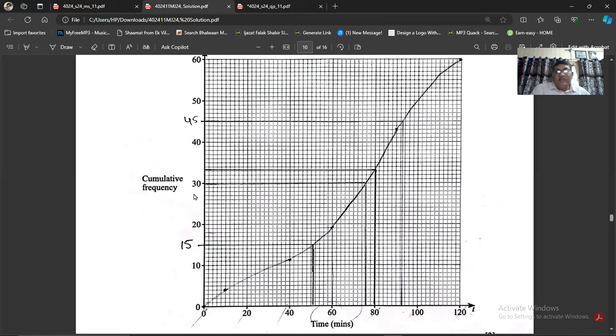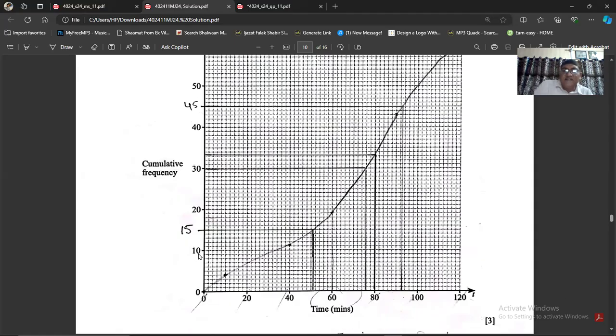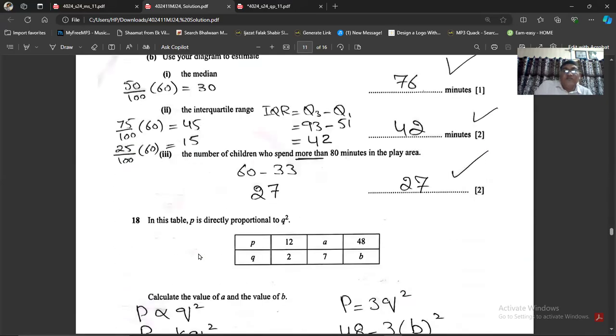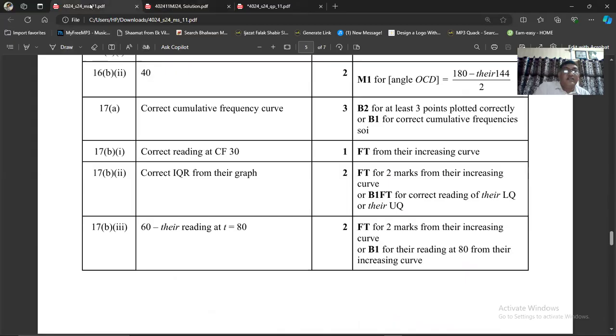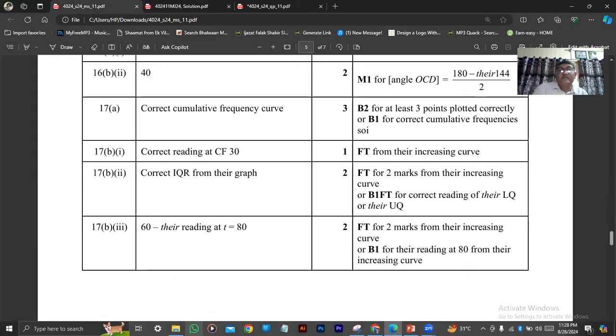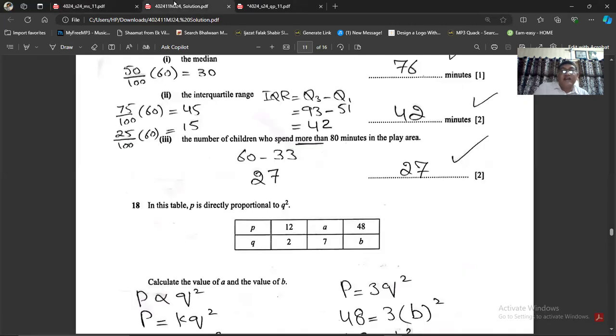It's something like 30, I think it's 33. Yeah, this looks like 33. So from the total, I will subtract 33. 33 means these are the people who spent 80 or less than 80 minutes. So from the total, I will subtract it. 60 minus 33 is 27. So there are 27 people who spent more than 80 minutes. This is what the marking scheme says, so our answers are right.